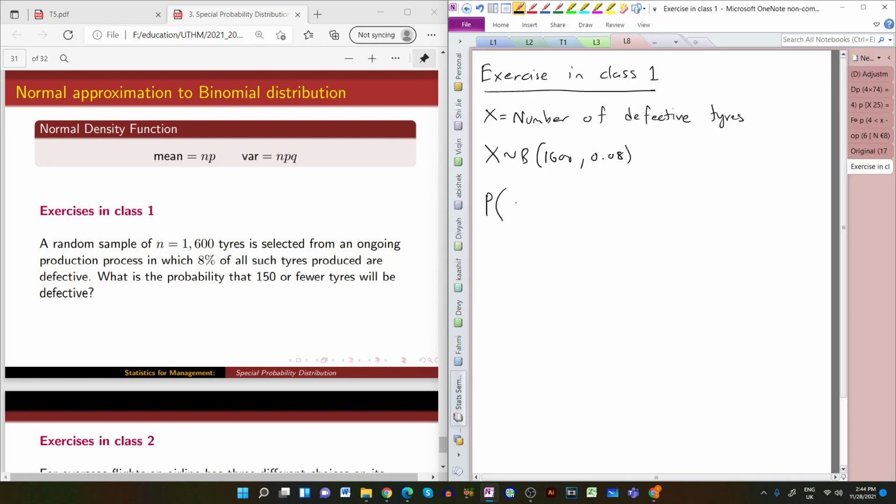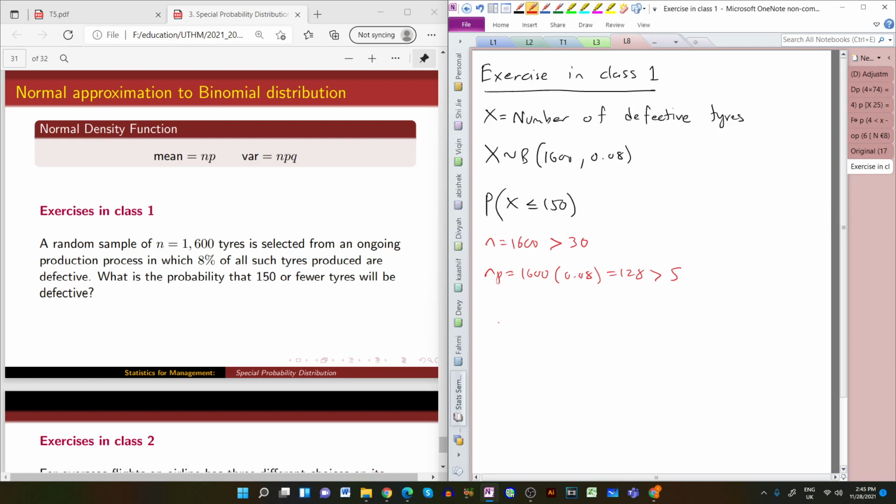You can notice that n is 1600, which is greater than 30. np is greater than 5. So it fulfilled the condition.